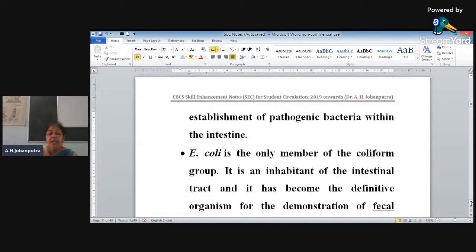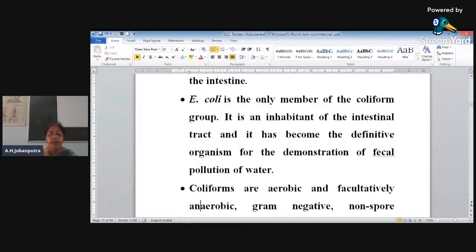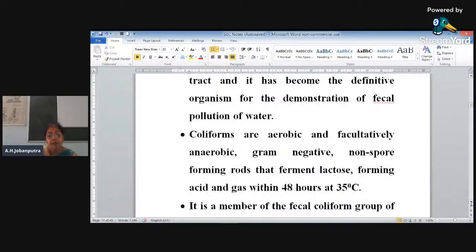It is the only member of the coliform group which is found in the intestine, and it will indicate, because it is present in human intestine, it will be present in human waste, human fecal matter, and thereby presence of E. coli in water will indicate fecal pollution of water or fecal contamination of water.